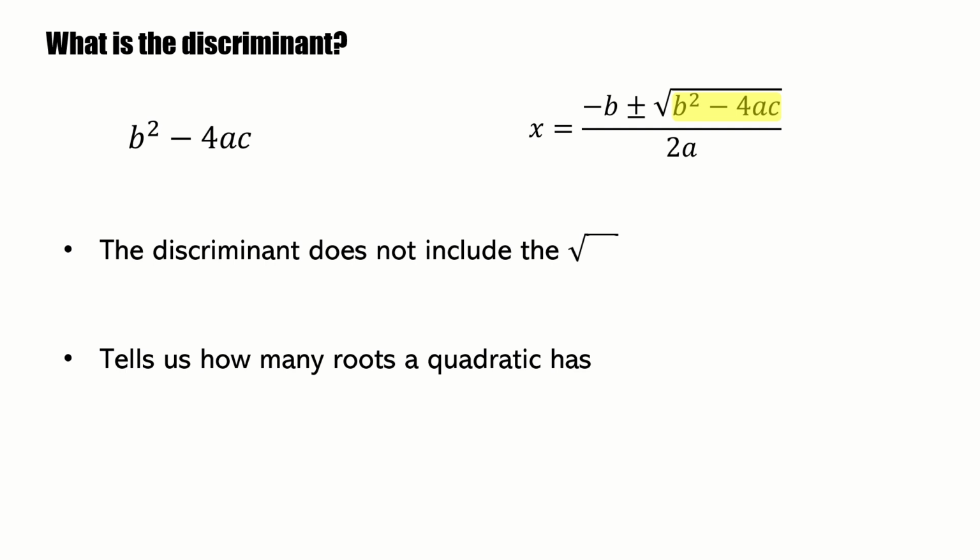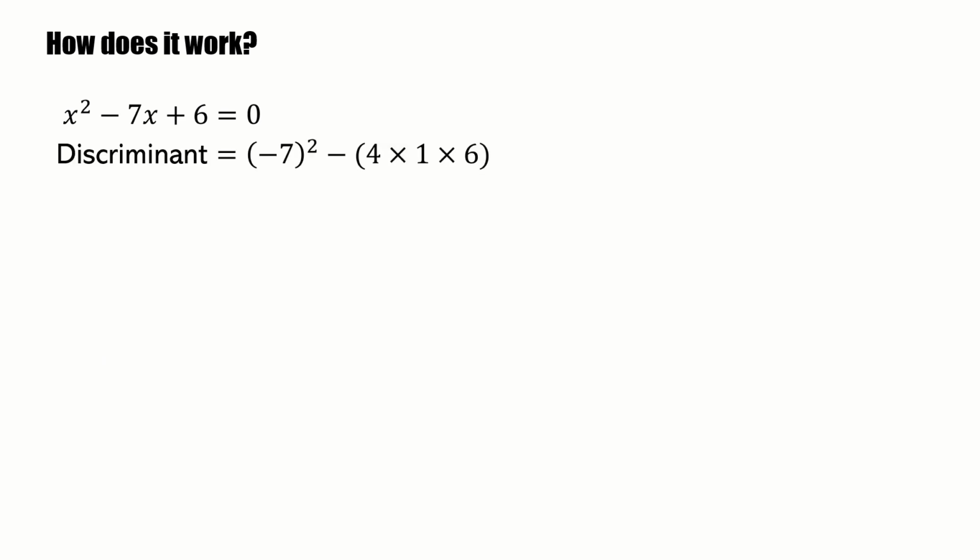How does that work though? Well, let's take a look at some brief examples. If, for instance, you have this quadratic equation, calculating the discriminant means we're going to be doing (-7) squared, minus 4 times 1 times 6, because our b is -7, that's the number in front of the x. Our a is 1 because we've got one lot of x squared, and then the c is equal to 6 because of the constant term on the end.